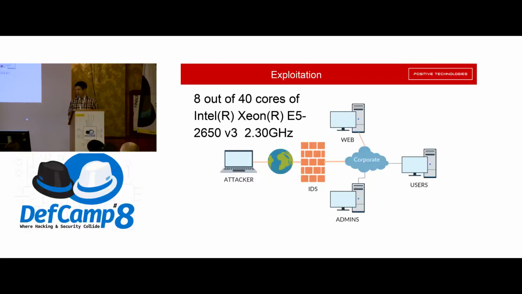In my experience, I used 8 out of 40 cores of an Intel Xeon server, and this is quite common hardware for big corporate IDS systems that should be able to process hundreds of megabits or gigabits of network traffic. So the next question an attacker has is, okay, I have bad traffic, and how much of this traffic should I send in order to make an IDS system unresponsive? So the next step, we'll find a border from which our attack works as we expected.